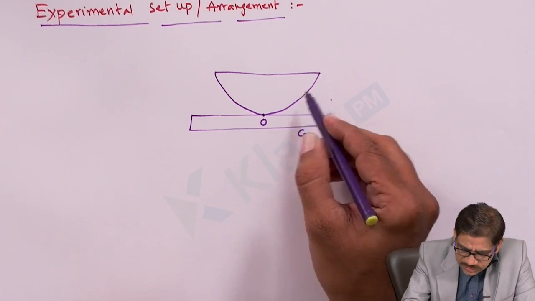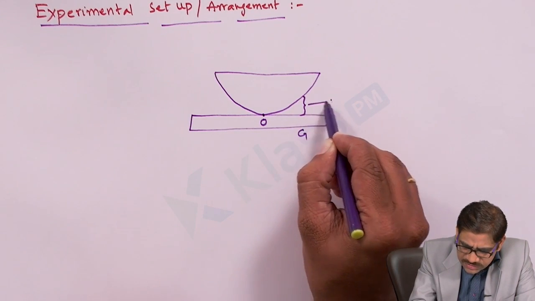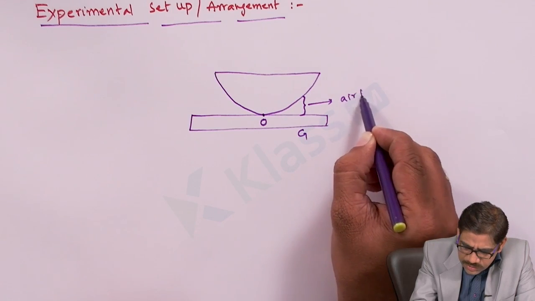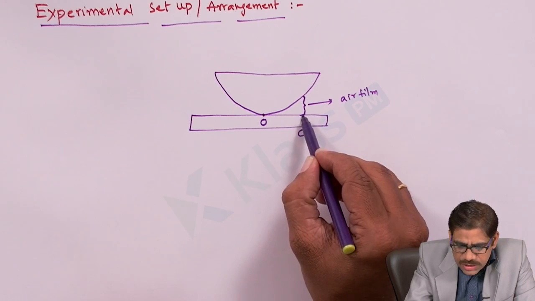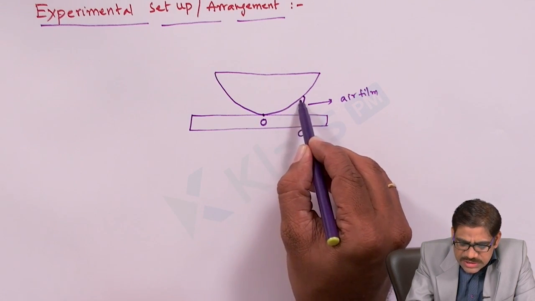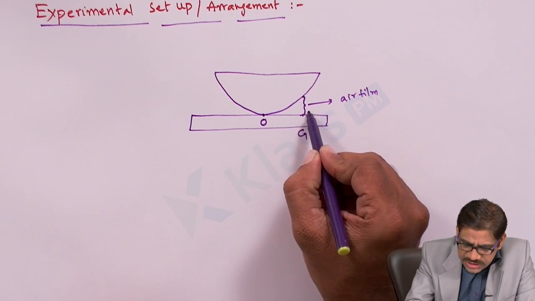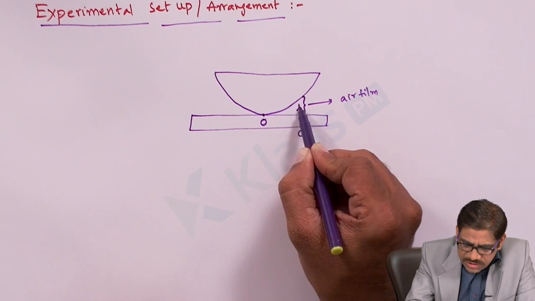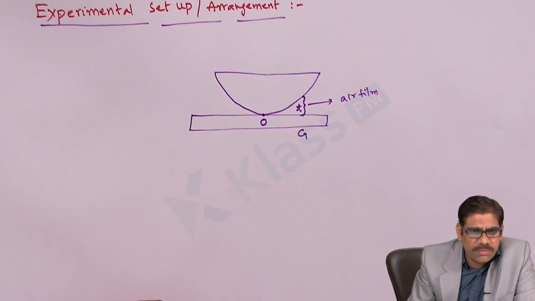Now here, this is what we call the air film. An air film is supposed to be formed between the plain glass plate and the convex lens, which has some increased thickness. From here onward, the thickness keeps on increasing. This thickness we are calling T, small t. Let small t be the thickness of the air film.